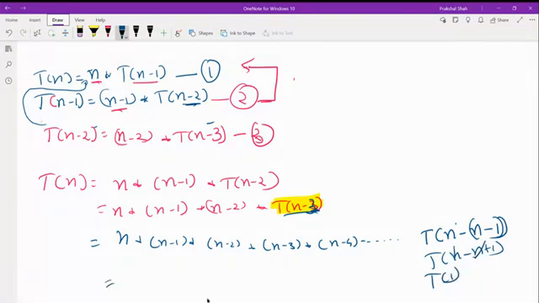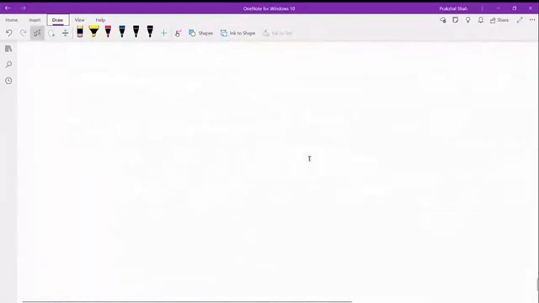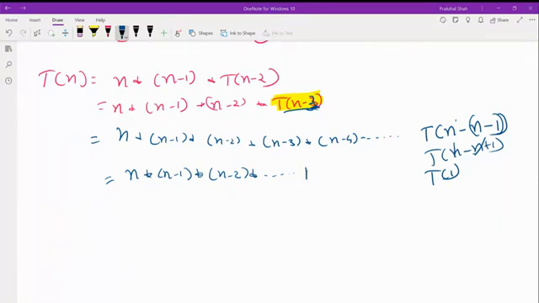Now if you see in the question, it is already given that if your n equals 1, your answer would be 1. Yes or no? So can I say here my answer would be n into n minus 1 into n minus 2 up to T of 1, which is 1? Or else I can also say that before this one I will have 3 into 2 into 1, correct?